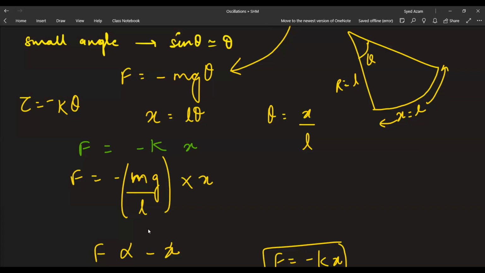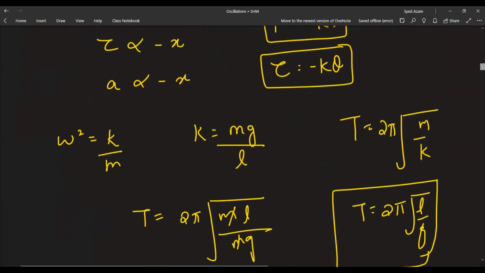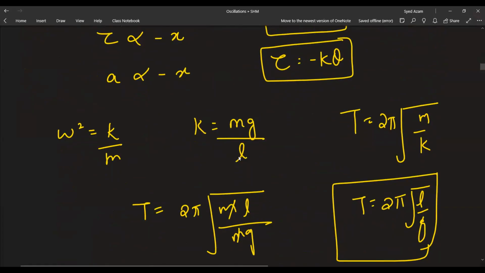It means this constant, mg by L, is what? Your spring constant. So once you have the value of k, k is mg by L. We can put it here, get omega. We can put it here, get time period. When we put it in the time period, we get 2 pi under root L.